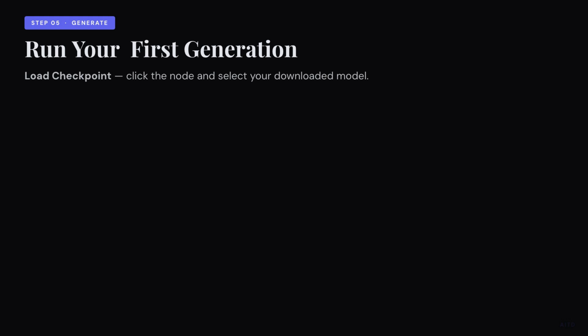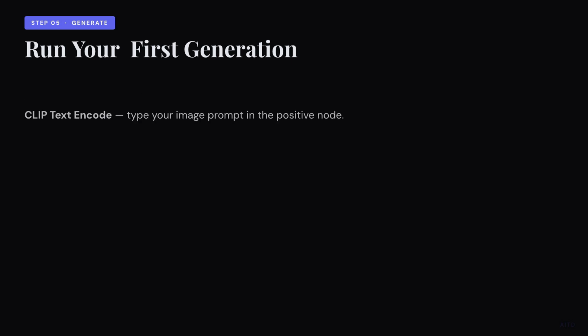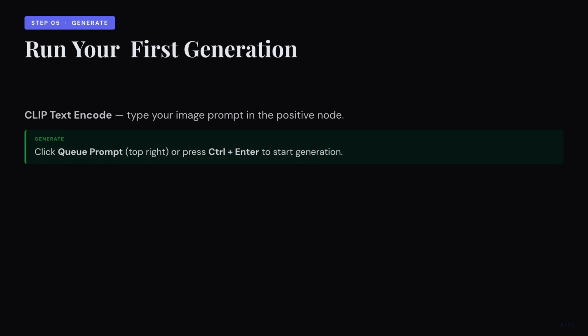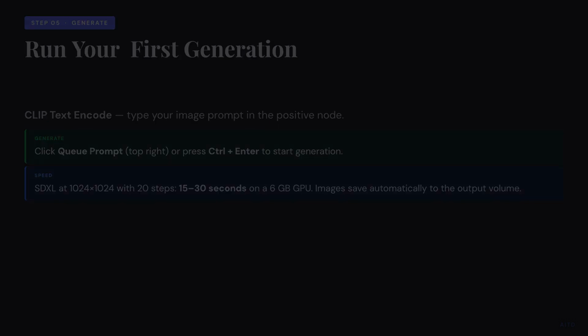Click the load checkpoint node and select the model you just downloaded. Click the positive CLIP text encode node and type your image prompt. In the empty latent image node, set the resolution to 1024 by 1024 for SDXL models. Click Queue Prompt in the top right or press Ctrl+Enter. On a 6 GB GPU running SDXL, generation takes about 15 to 30 seconds. Your image saves automatically to the output volume.